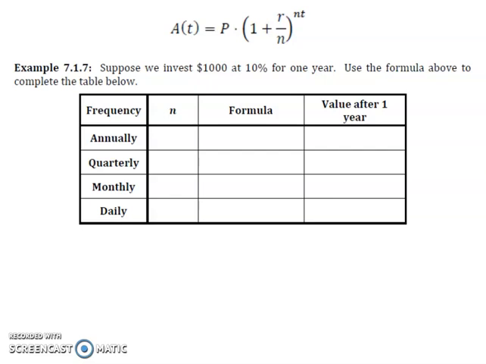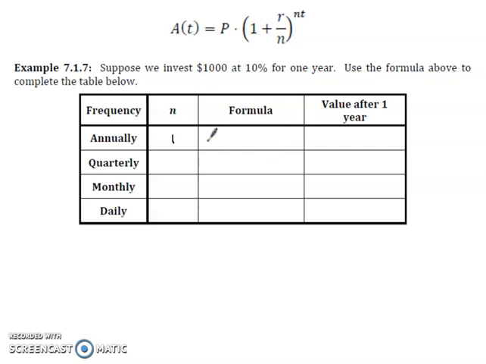So in this scenario, I've got $1,000 and I'm investing it at 10%. We're only going to look at what happens after a single year, and we'll complete the table using the formula above. So if we are compounding annually, then in the course of a year, I'm going to have just one deposit of interest into my account.